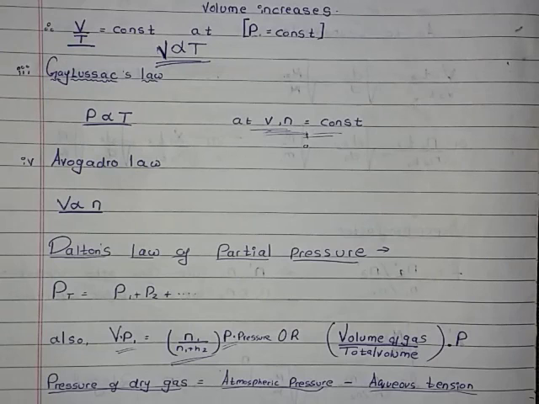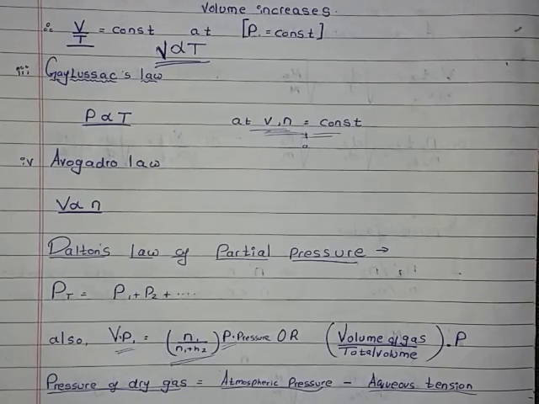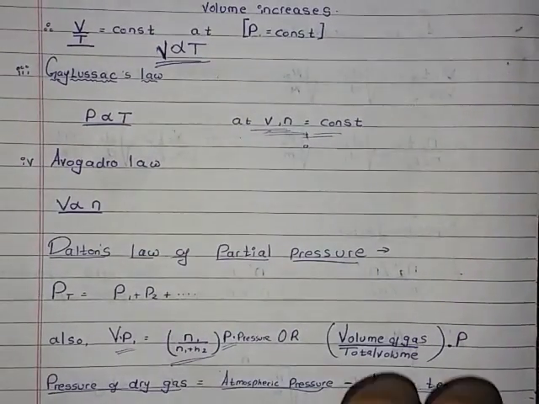And we have a small statement down here, that is the pressure of a dry gas. The pressure of a dry gas equals the atmospheric pressure minus the aqueous tension. In fluid mechanics I will explain it more. For now, just think that the pressure of the dry gas is given by atmospheric pressure minus the aqueous tension. I hope it's okay for right now, but now let's get further to our next page.